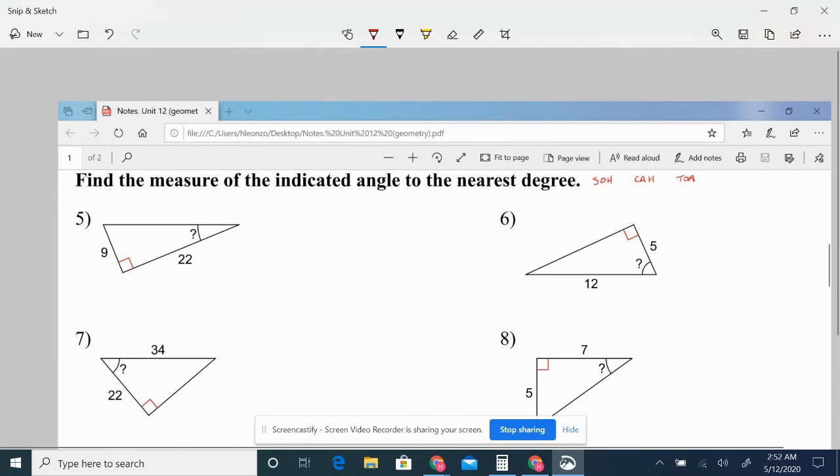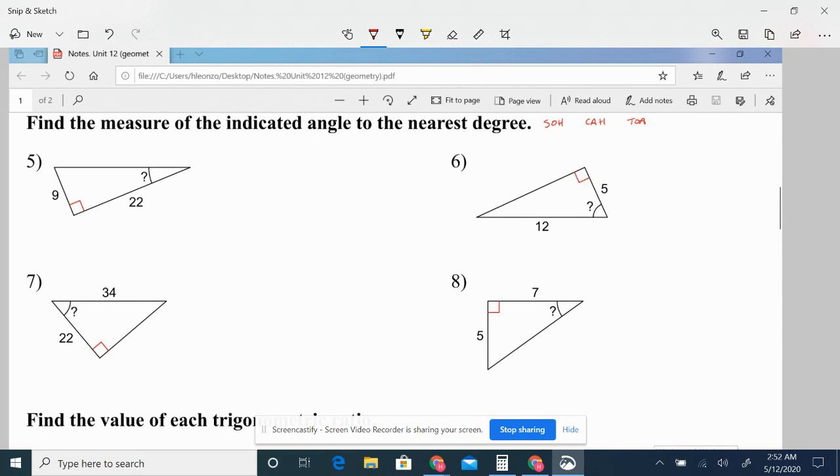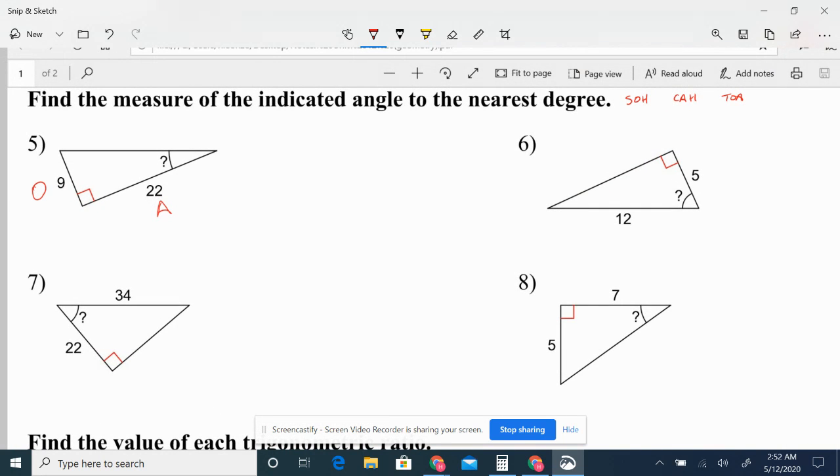Now looking at question number 5, the measurements that I have from the angle, I have the opposite and I have the adjacent. So based on that, based on TOA, I'm going to be using tangent. So I'm going to say tangent of x. Remember that question mark, since I don't know what value it is, I'm calling it x. So I said tangent of x equals, I know tangent is opposite over adjacent, so I'm going to go 9 over 22.